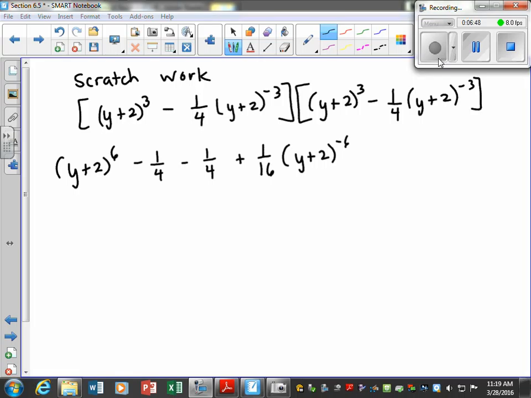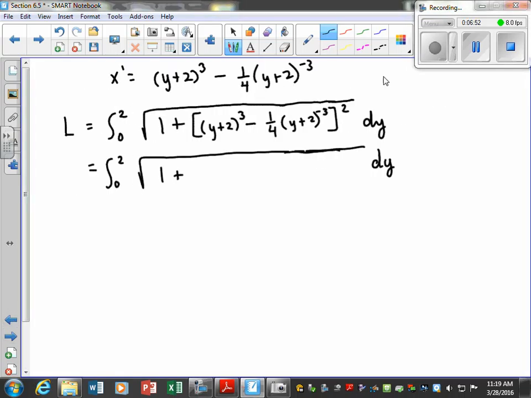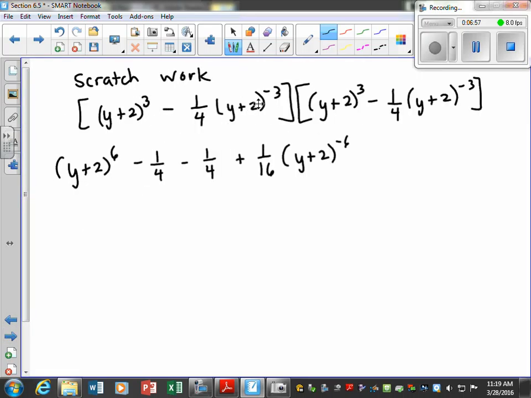Alright, so we're going to have to come off to the side and FOIL this ugly term right here. So basically I brought it to a scratch page and you multiply the term times itself. When you have y plus 2 to the third times y plus 2 to the third, you get to the 6th power. Now this is the one I want you to pay attention to.